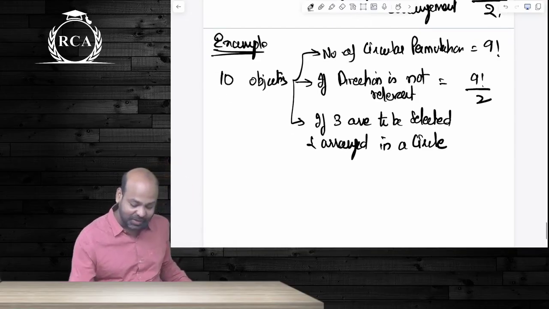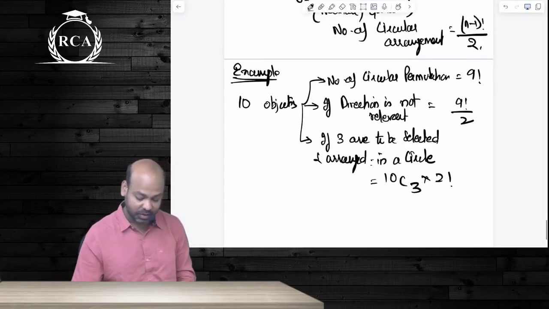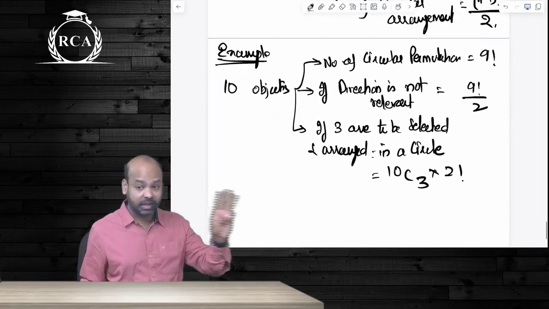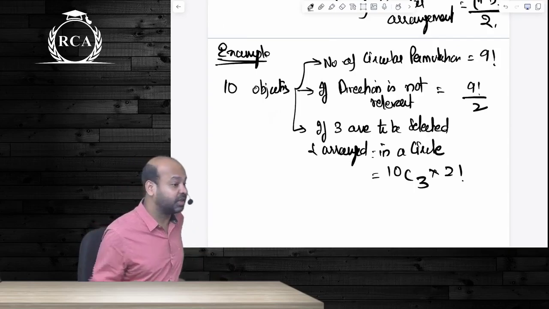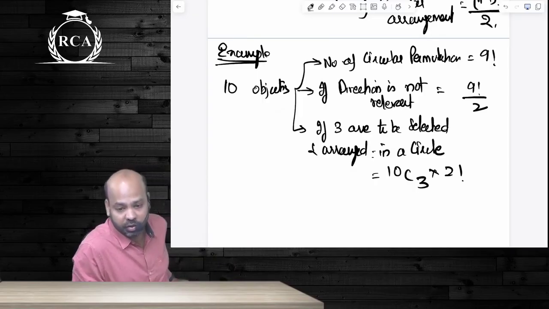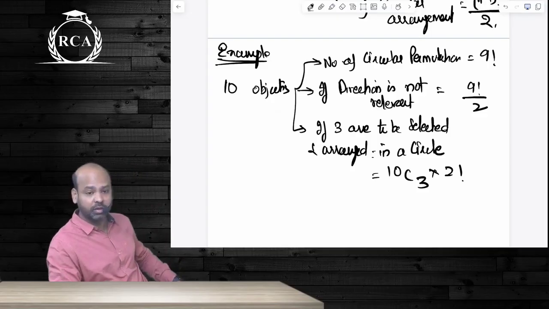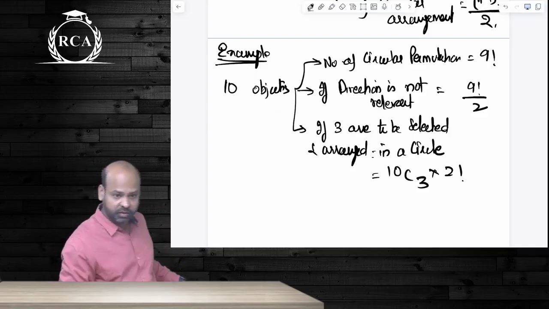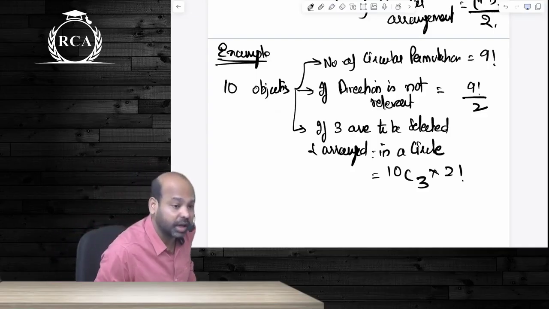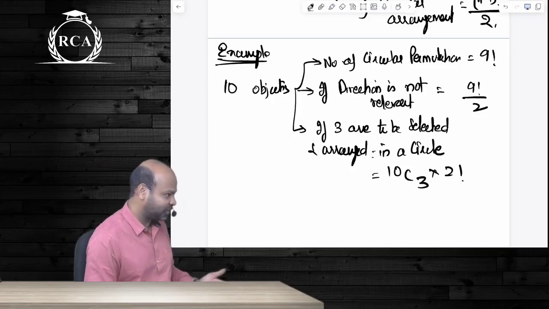Oh, non-math student, you won my heart today, beta. 10C3 multiplied by 2 factorial. First you select 3 objects out of a group of 10 objects, then you arrange them. 3 objects in a circle can be arranged in 2 factorial ways. I'm specifying this differently because if it is a case of permutation, the answer can be directly written. Linear permutation. In circular permutation, you cannot directly write the answer. That is why we talk about selection first, then their arrangement in a circle. That is why it is 10C3 multiplied by 2 factorial.